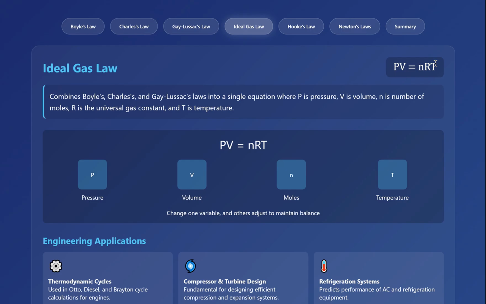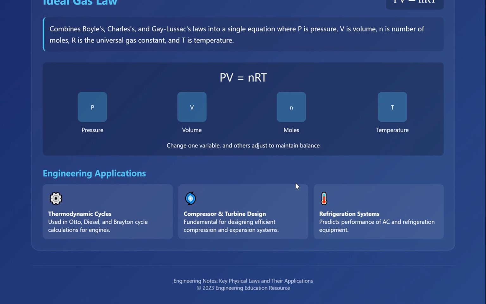An example of application is thermodynamic cycles: the Otto cycle, diesel cycle, and Brayton cycle in engines, internal combustion engines and steam engines. You can apply the Otto cycle, that is the petrol cycle, or the diesel cycle, and the Brayton cycle, where you are trying to vary pressure, volume, and temperature. The mole concept will come into play.